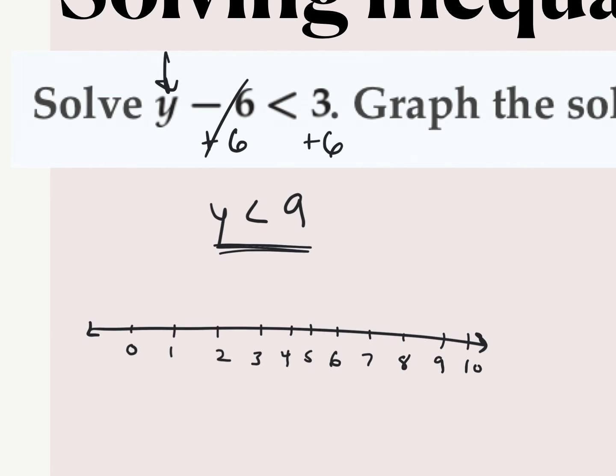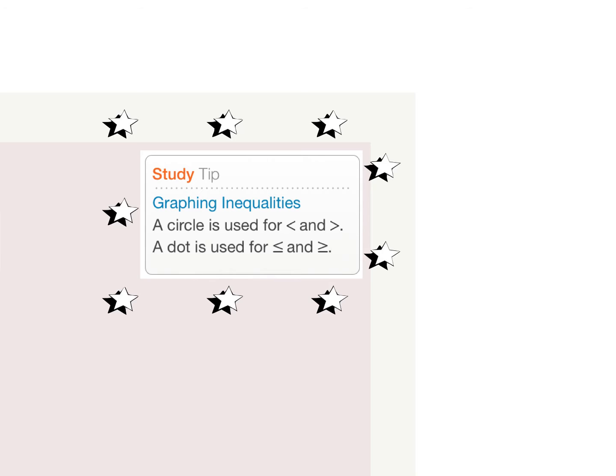So in this little box on the side here, it says a circle is used for less than and greater than, and a dot is used for less than or equal to or greater than or equal to. So if it's just less than or greater than, and it doesn't have that line on the bottom, we would do an open circle. If it has that equal to, it would be a closed circle, because that closed circle means that we include that number.